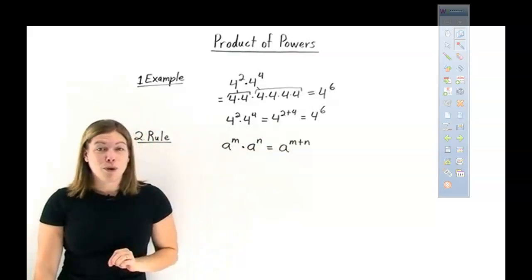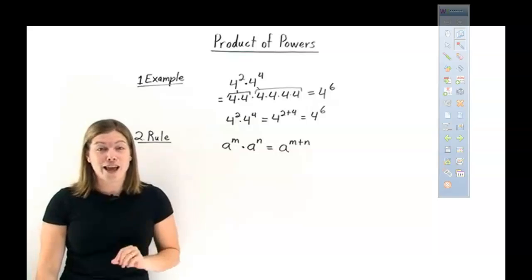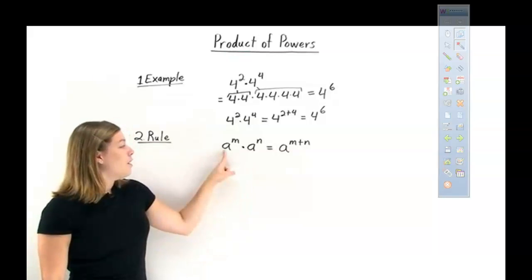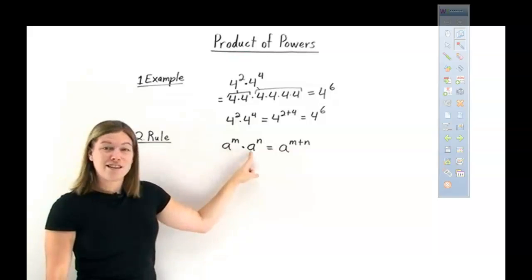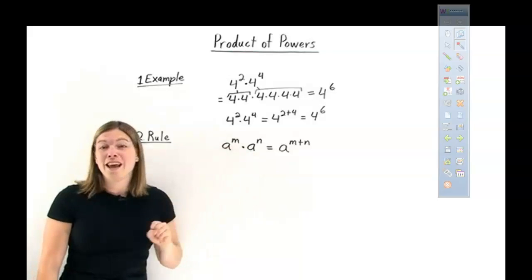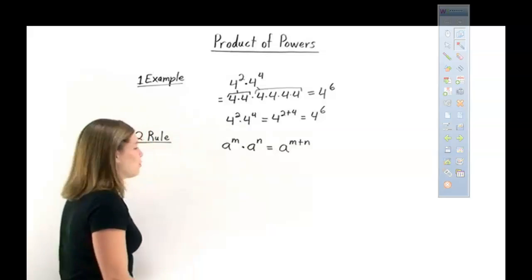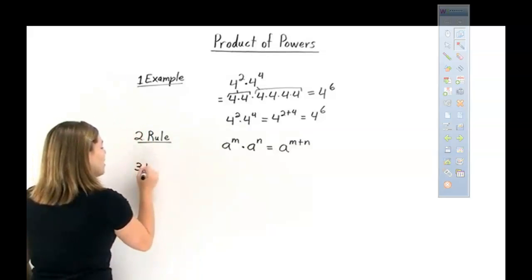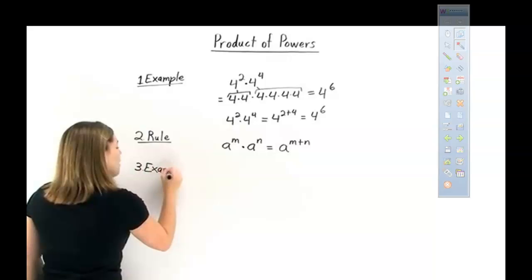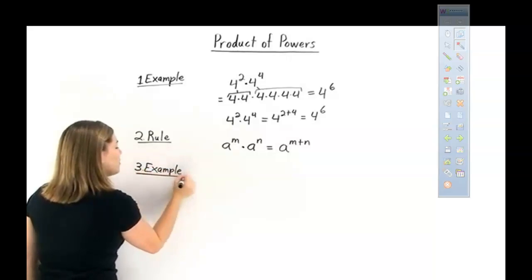Now, in order to use the product of powers rule, we must have like bases. So, this base must be the same as this base. If they're different, we cannot use this rule. Now that we've seen the product of powers rule, let's take another example. Here, let's work with some variables.